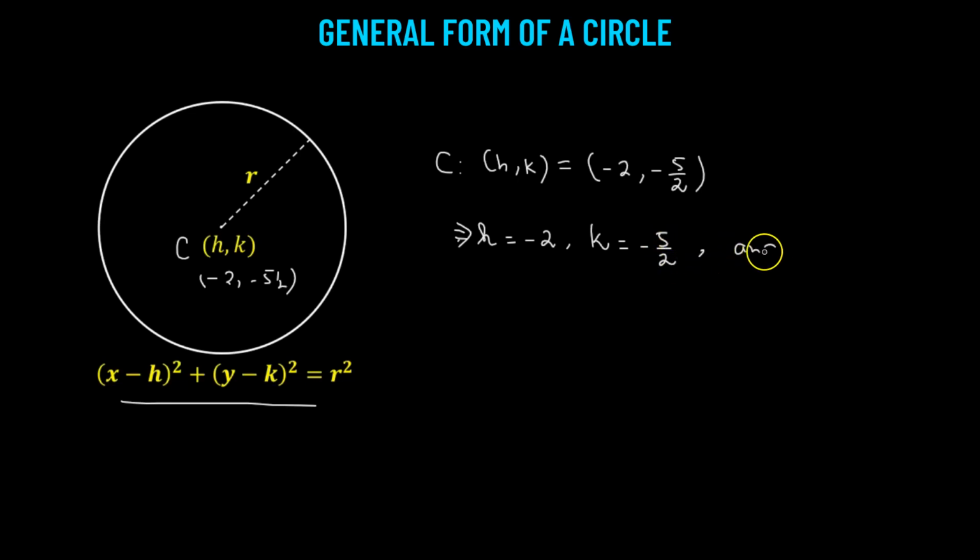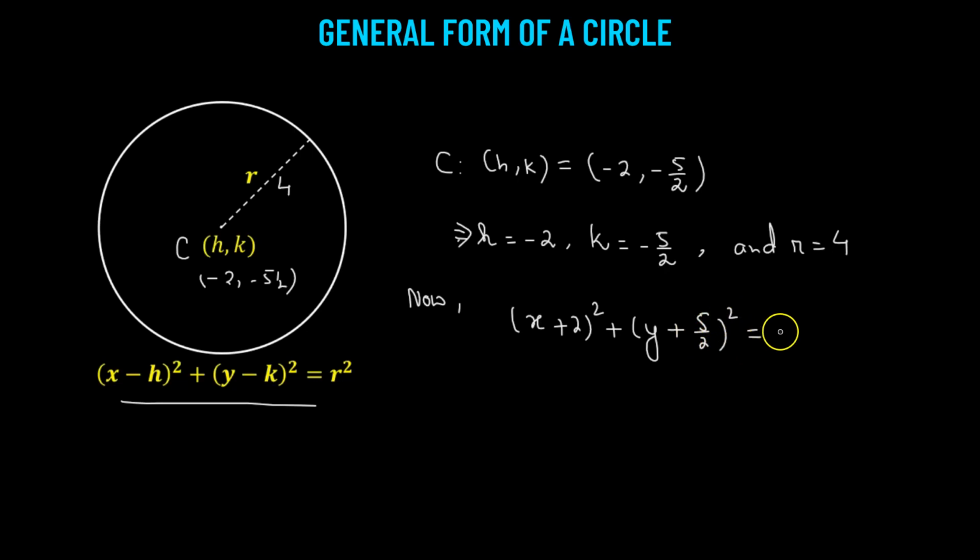And we have also found the radius, which came out to be 4 units. Now we can use the standard form of the circle. We have x minus h, so h is negative 2, so we have x plus 2 whole squared added to y minus k, so k gives plus 5 over 2 whole squared. Now that equals the square of the radius, so that's 4 squared.